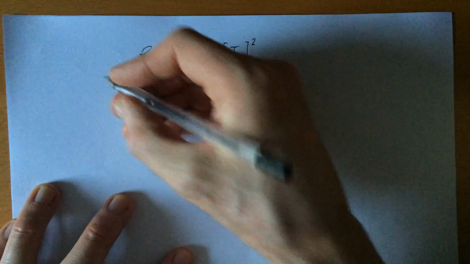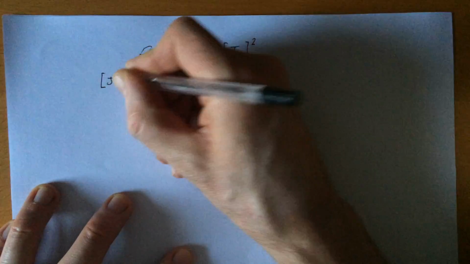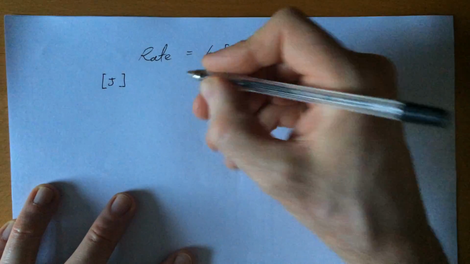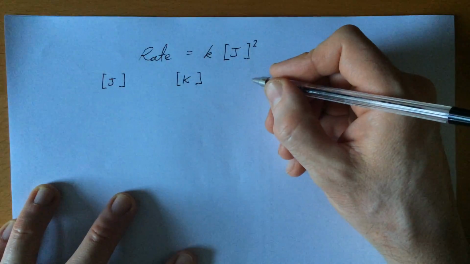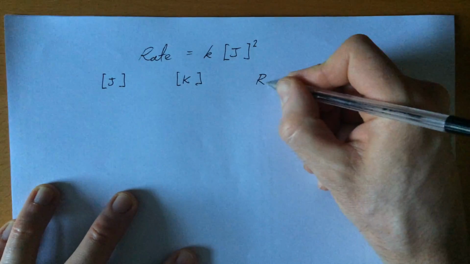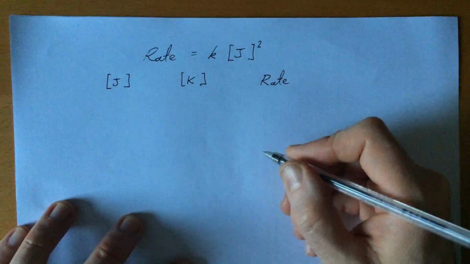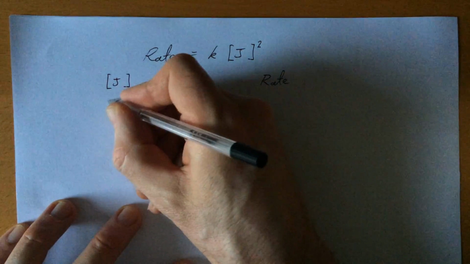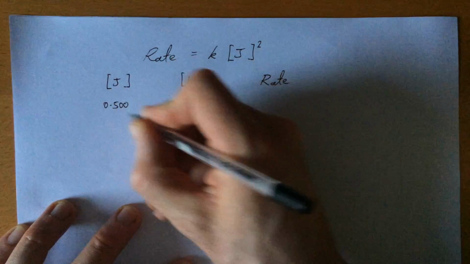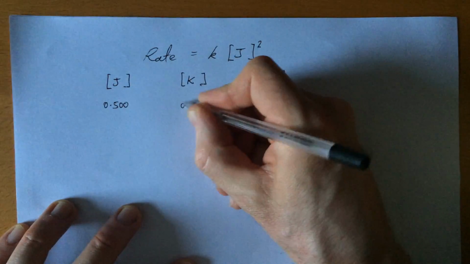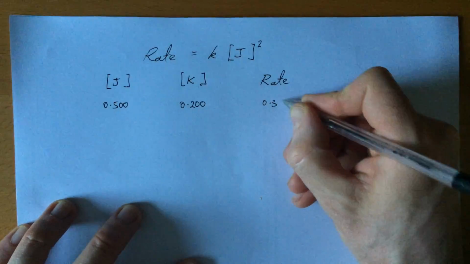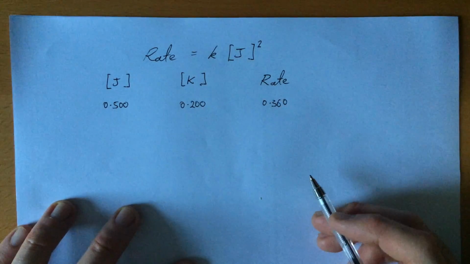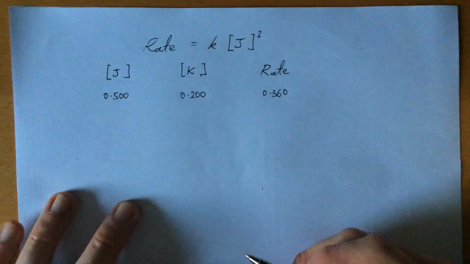So let's write down what the question and the data tells us. We're told about the concentration of J, the concentration of K, and we're told the rate. So the example that we're given, the concentration of J is 0.5, concentration of K is 0.2, and the rate is 0.36, and that's the data that I'm going to work with to compare everything else to.